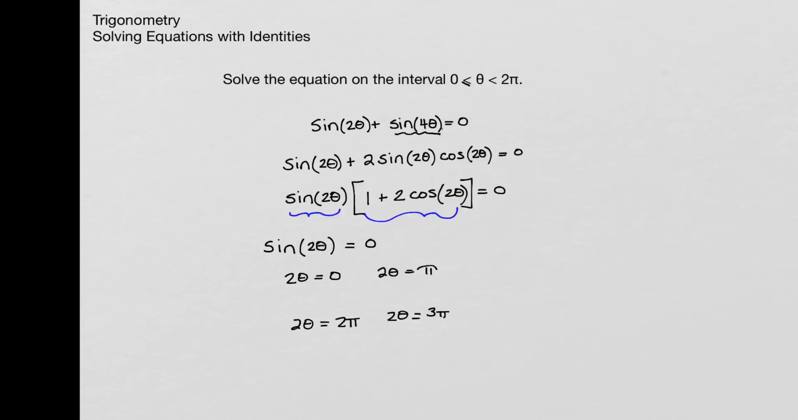So those are the 4 possibilities here, and now I'm going to solve each one of those for theta. I get theta equals 0, theta equals pi over 2, theta equals pi, or theta equals 3 pi over 2. So I have 4 solutions so far, but I've only really worked with one of the factors. Now I have to work with the other factor.